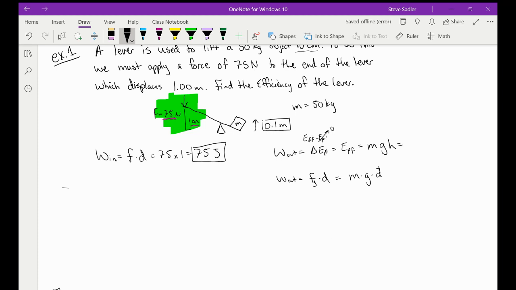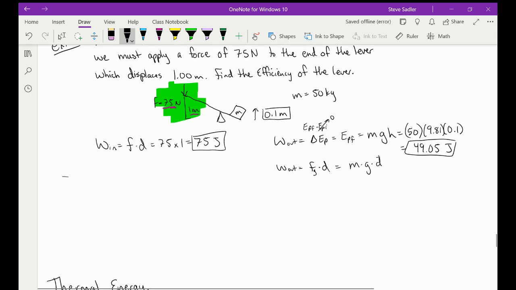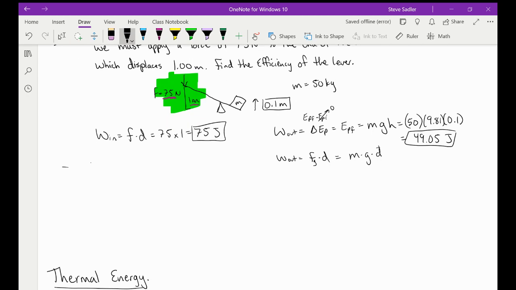So you can use either one of those to solve this. If we do that, we will get mass was 50 multiplied by gravity, which is 9.81, multiplied by the height, which is 0.1. I've got my calculator this time. 50 times 9.81 times 0.1, we get 49.05 joules. So our work in is 75, our work out is 49.05, and we want to find the efficiency.